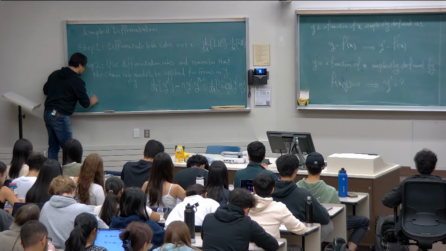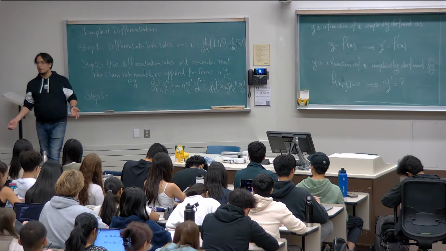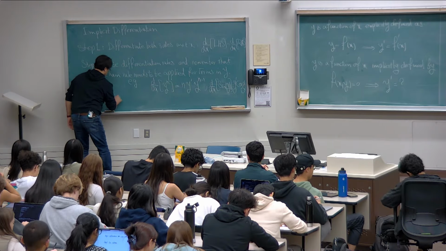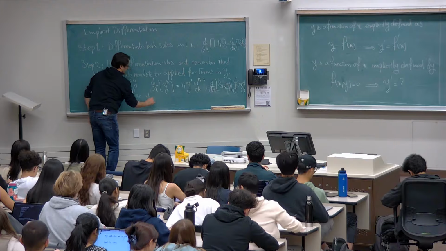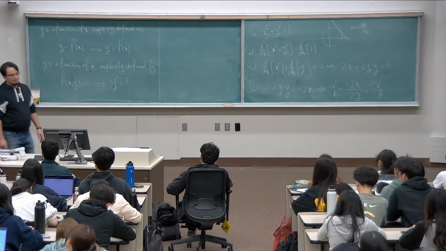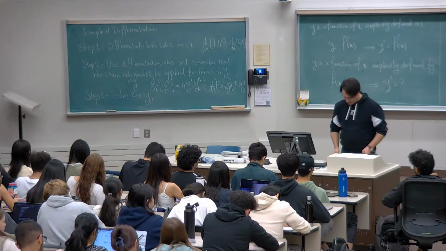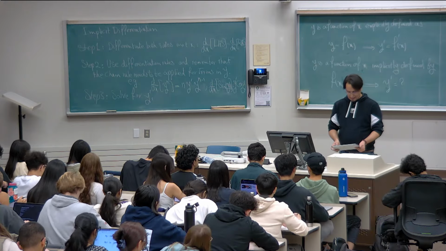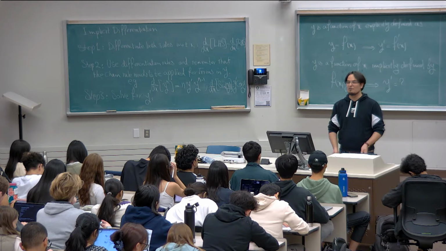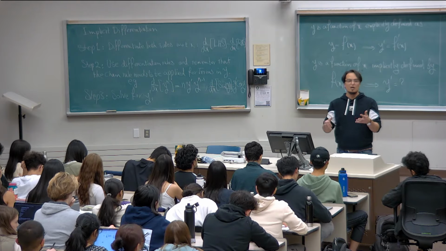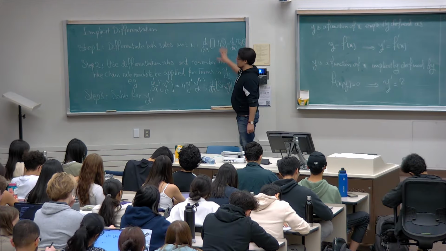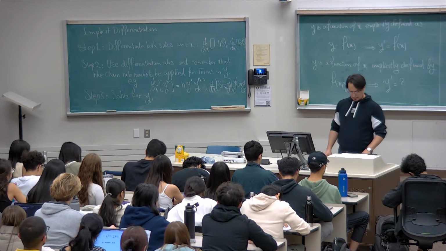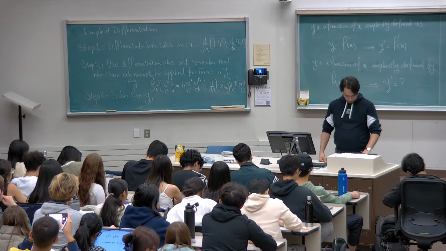Step 3, isolate y prime, or solve the equation you get for y prime. Solve for y prime. These steps are just helping you to follow something; the steps themselves are not important. What matters is basically: differentiate, then solve for y prime. That's all you need to do. Any questions, any comments before I try to do one or two examples?